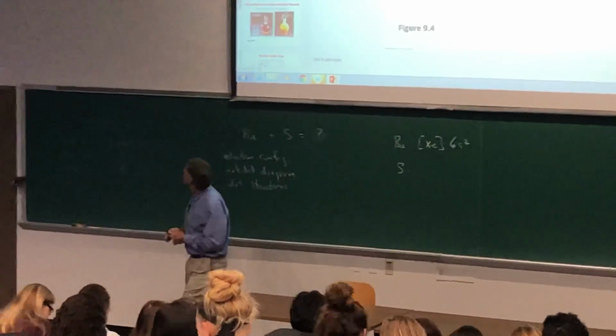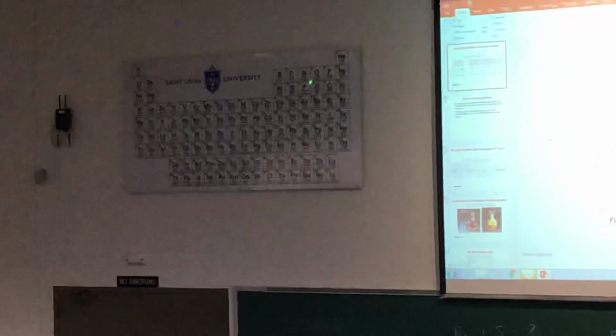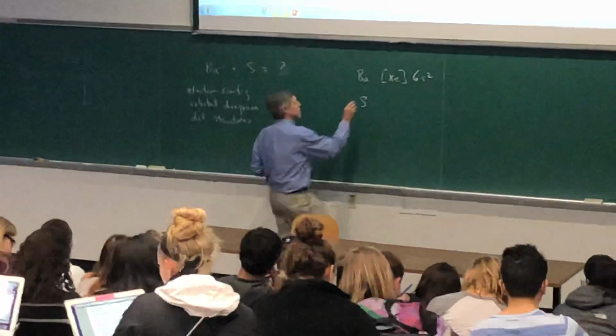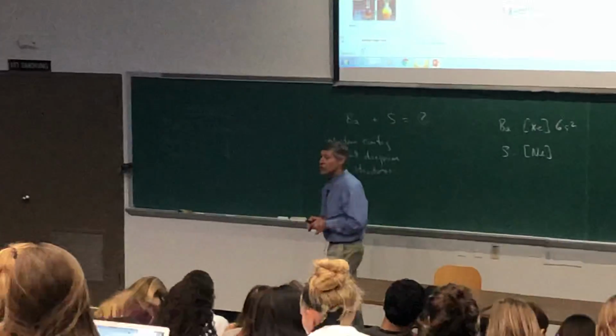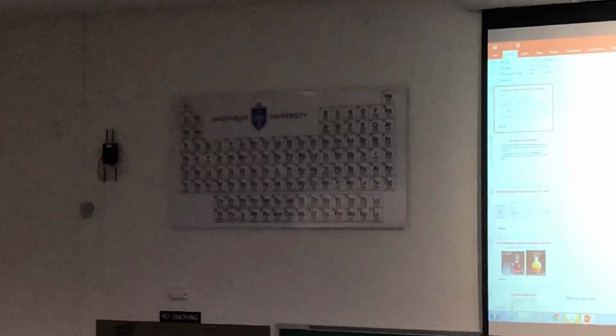Sulfur, let's see. Here's sulfur right here. So we're going to do that as neon in square brackets. And then what? Okay, so sulfur is going to be in this row, so in row 3, so 3s2.